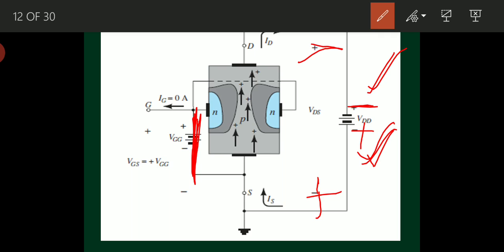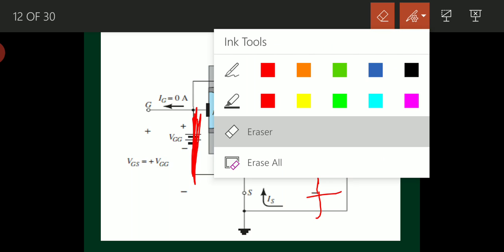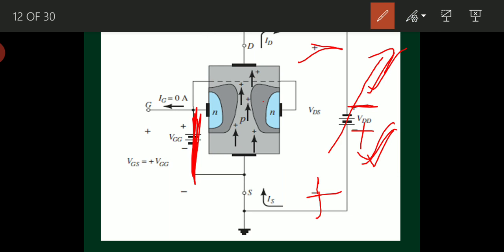Okay, so if I increase the voltage here, what will happen? Let us forget about this depletion region. Now I am going to talk about the charge carriers and currents, how they move. If I increase this VDD or VDS, what will happen? More and more charge carriers will move from source to drain.